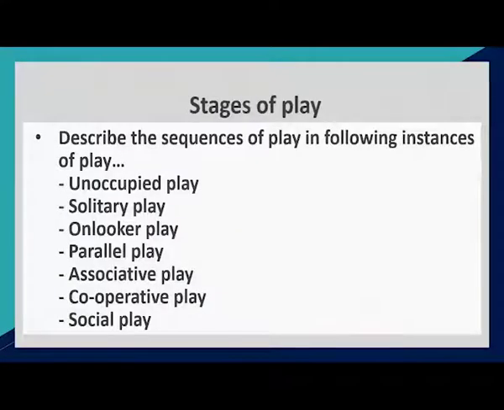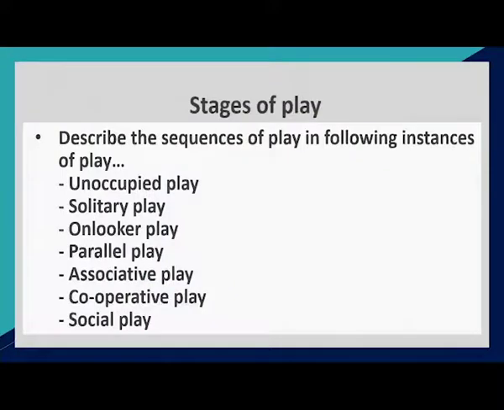Then the stages of play. Describe the sequences of play in the following. We have the stages: unoccupied, solitary, onlooker, parallel, associative, cooperative, social, and so on. For each one, you need to understand what each play does. For each stage, what does it do to the child? When we say unoccupied play, what does it say? And what stage of the child's development is that?